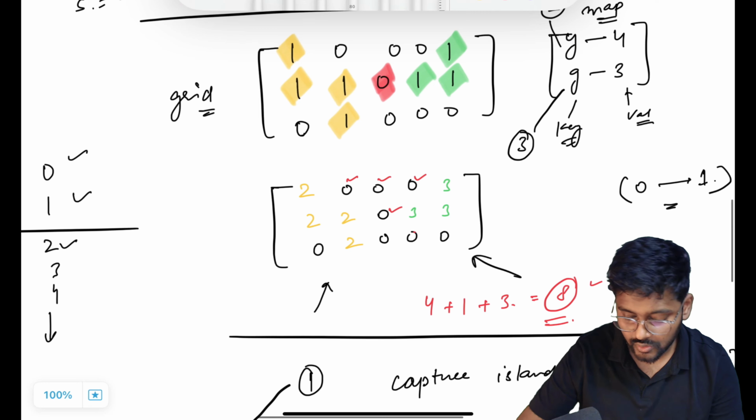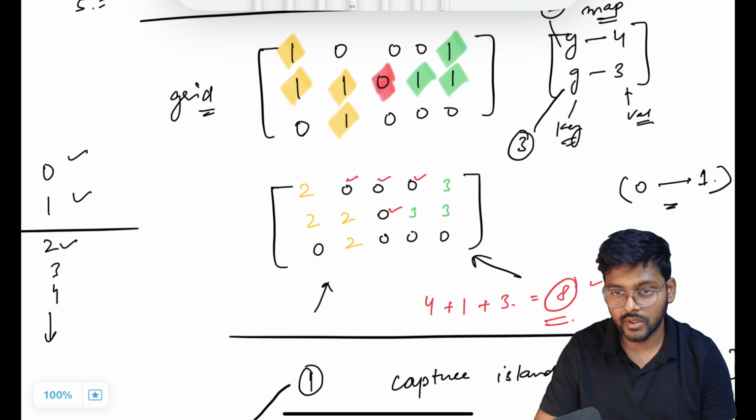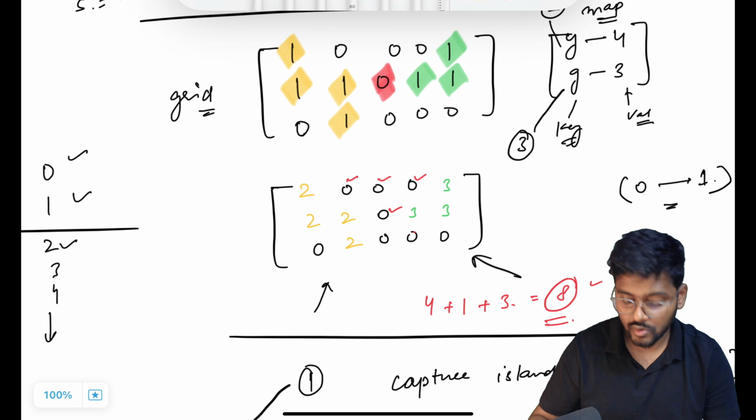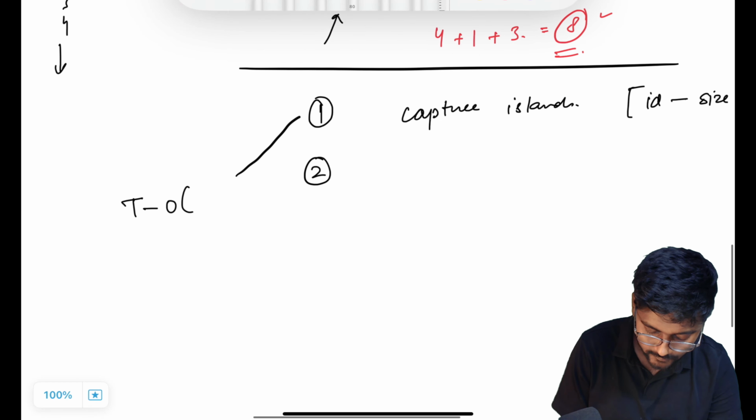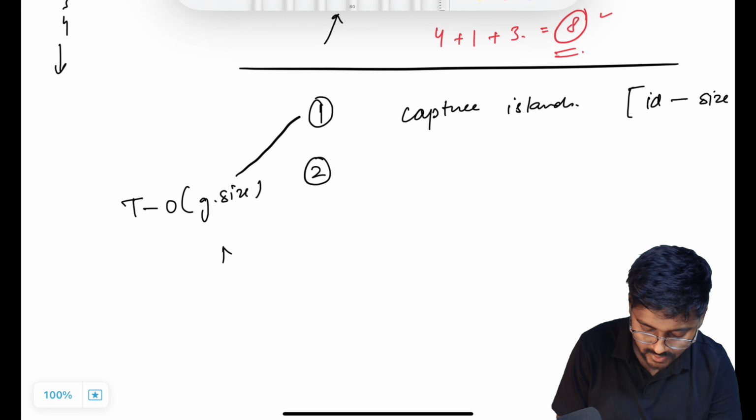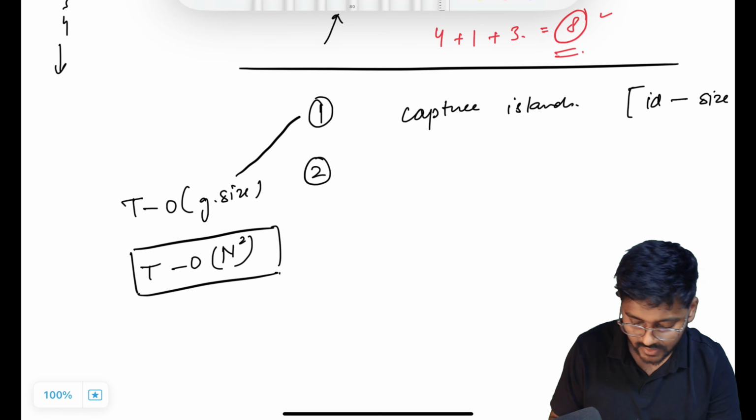Capturing islands, we are visiting every cell at max once. At max once means at max the grid size is going to be the time. So the time complexity is order of grid size. And what is the grid size? The grid is of n cross n. It means order of n square. Order of n square is the size of the grid.